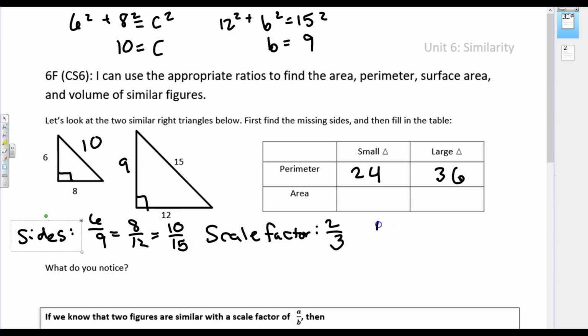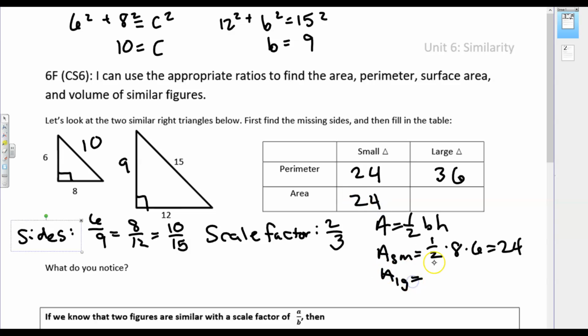Now let's look at area. Remember, area of a triangle is 1/2 base times height. So area of my small triangle is going to be 1/2, the base is 8, the height is 6. When I work that out, I get 24. And then of the large triangle, we would get 1/2, the base is 12, the height is 9, which gets me an area of 54.